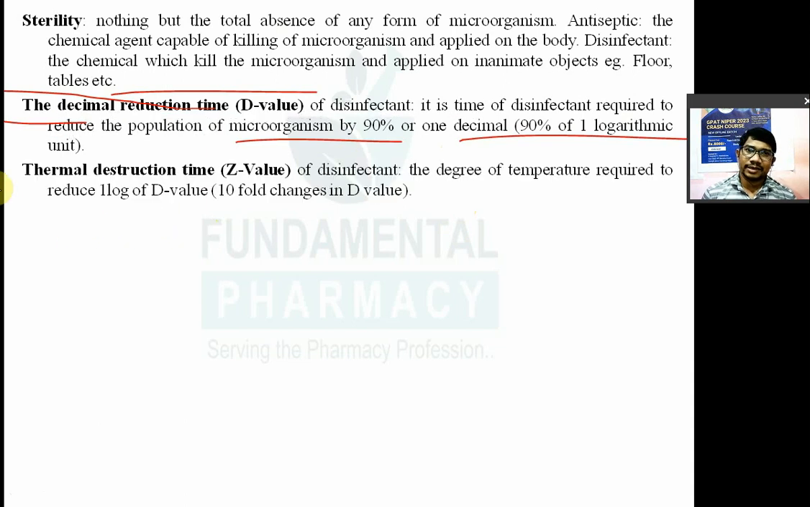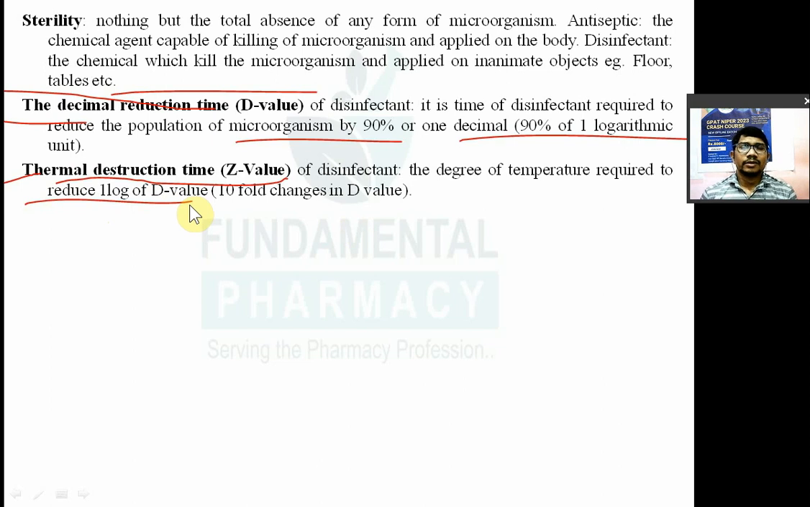Next होता है thermal destruction time, Z value. Thermal destruction time or Z value. Z value of a disinfectant is the degree of temperature required to reduce the 1 log of D value. इसके ऊपर क्वेश्चन आ चुका है. What is Z value? The degree of temperature required to reduce the 1 log of D value.